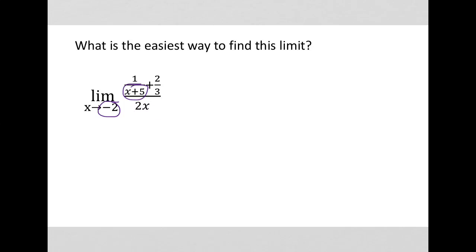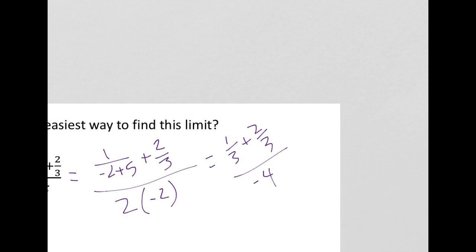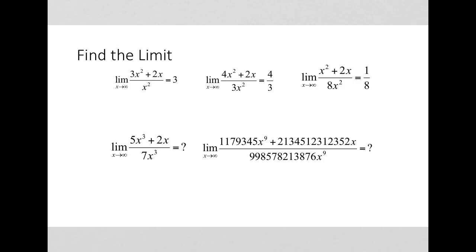Negative 2 plus 5 also does not equal 0, so I have no problem directly substituting into this limit problem right here. Remember, if you can directly substitute in those terms, that is the easiest way to find the limit, and then we can simplify this down to this fraction right here. Negative 2 plus 5 is 3, so we get 1/3 plus 2/3 is 1, and so we get negative 1/4. So again, directly substituting in is the best method if possible.